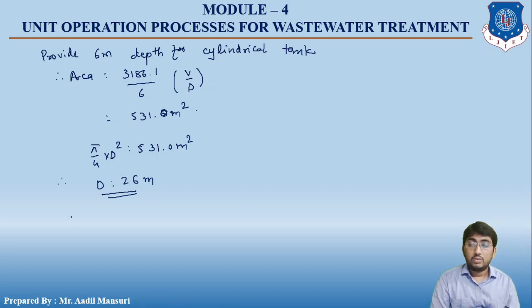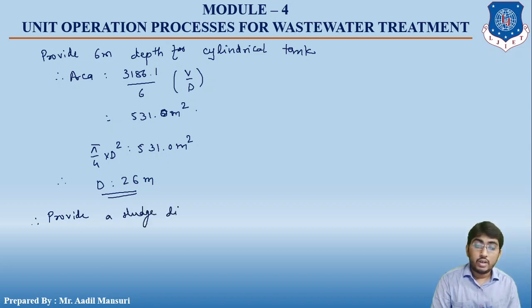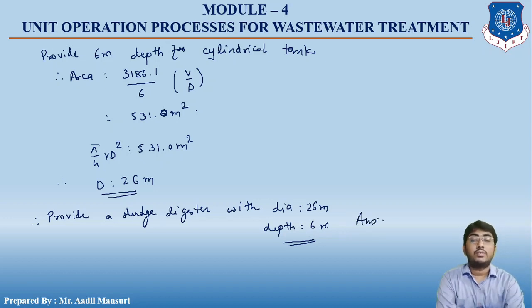Fine. So therefore you can write, therefore provide a sludge digester with diameter equal to 26 meter and depth equal to 6 meter. So this will be your final answer.